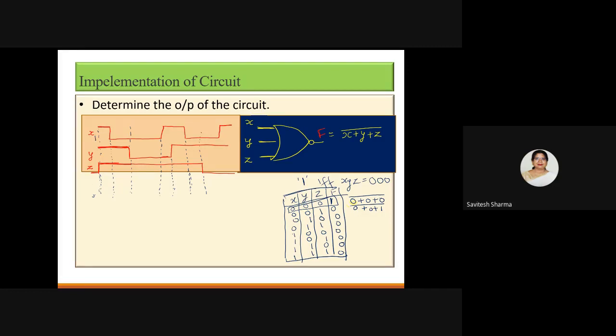This is 1, this is 1, this is 0. This is 1, this is 1, this is 1. This is 0, this is 1, this is 1. 0, 0, 1, 1, 0, 1, 1, 1, 1. 0, 1, 1, 0, 1, 0. And you have to extend this also. And this is 1, 1 0.